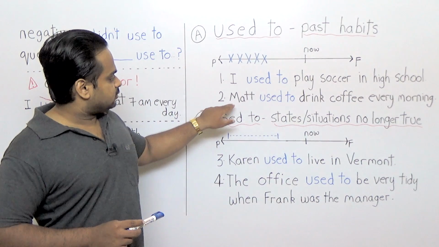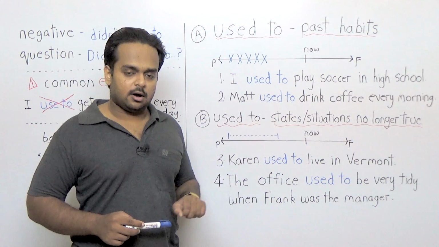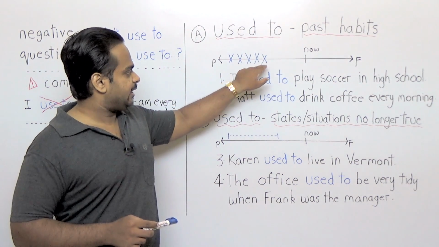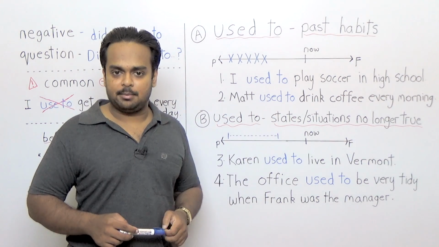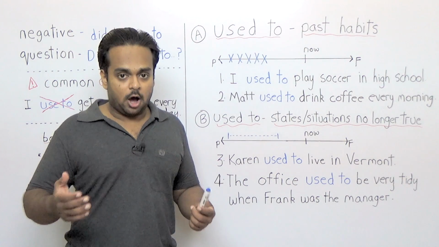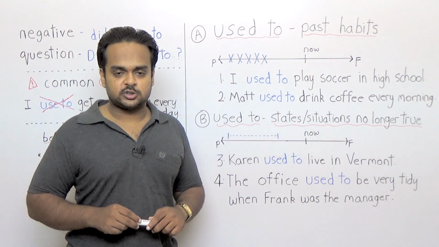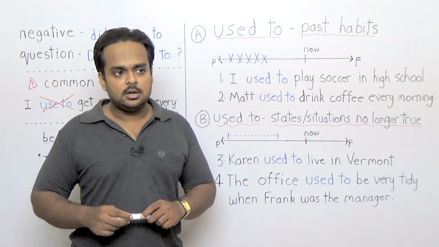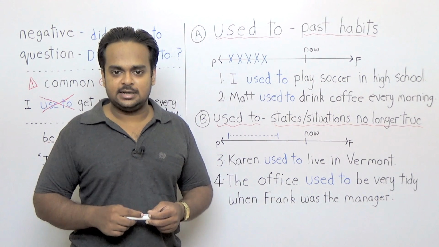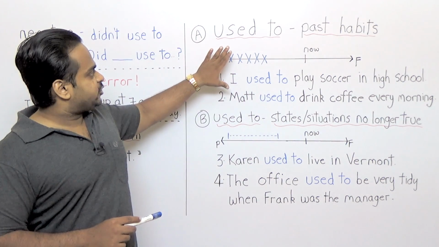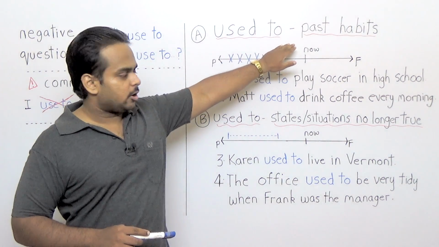In the second sentence, Matt used to drink coffee every morning. So once again, Matt did it every day. He did it as a habit. You also know that Matt perhaps does not do it now because we're saying Matt used to drink coffee every morning. So maybe Matt drinks tea now, or he doesn't drink anything in the morning. So that's one way to use "used to", that is to talk about past habits.